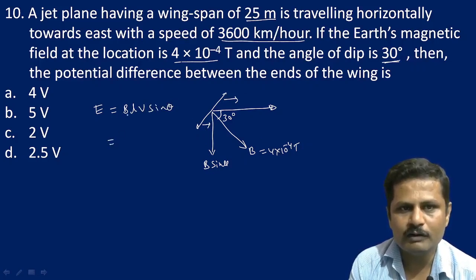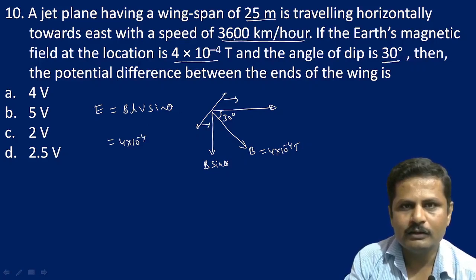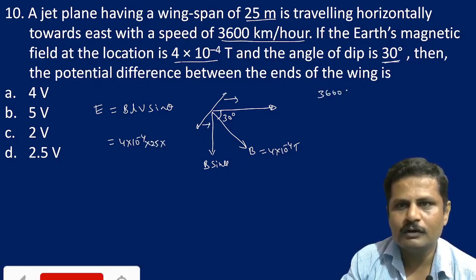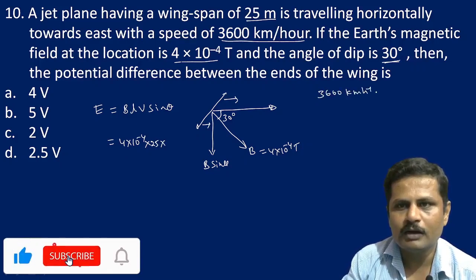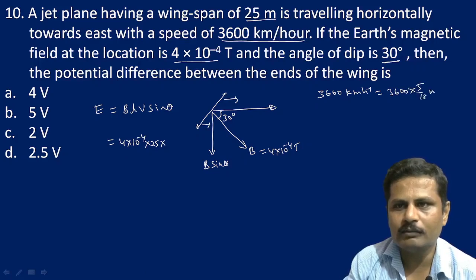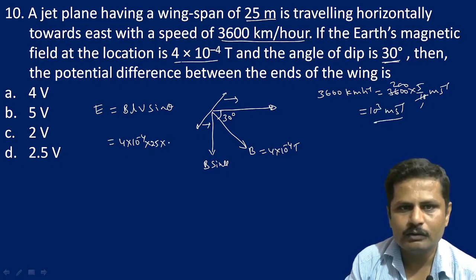So on substituting the values, B equals 4 into 10 to the power minus 4, and L, the length, is 25 meter, and velocity is 3600 kilometer per hour. This can be written as 3600 into 5 by 18 meter per second. So 18 into 200, that is 200 into 5 is 1000 meter per second. So here V is 1000 meter per second, and sin theta is sin 30.